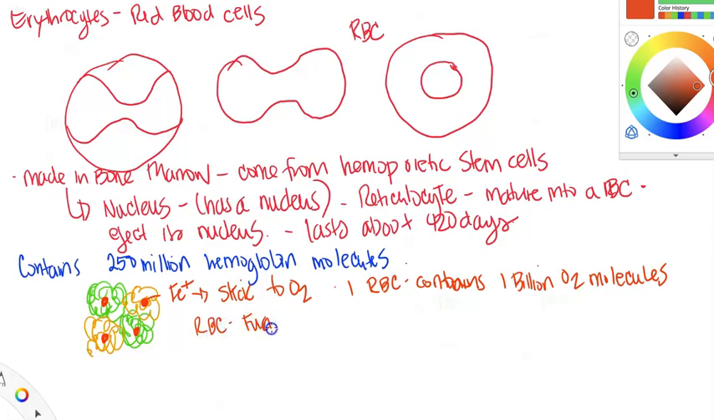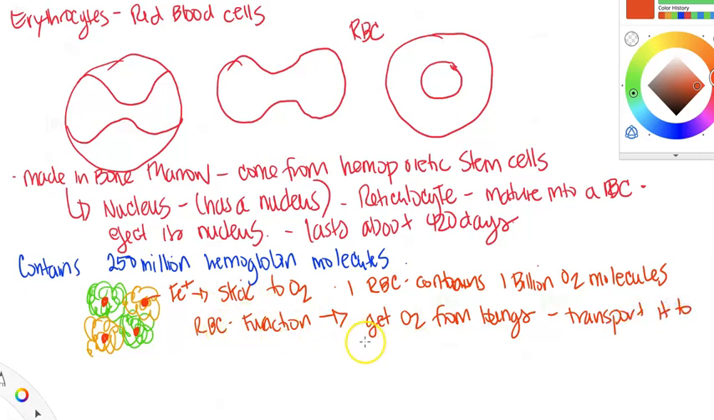So the red blood cell's function is to get oxygen from the lungs and then transport it to tissues, and then pick up carbon dioxide from the tissues and take it back to the lungs.